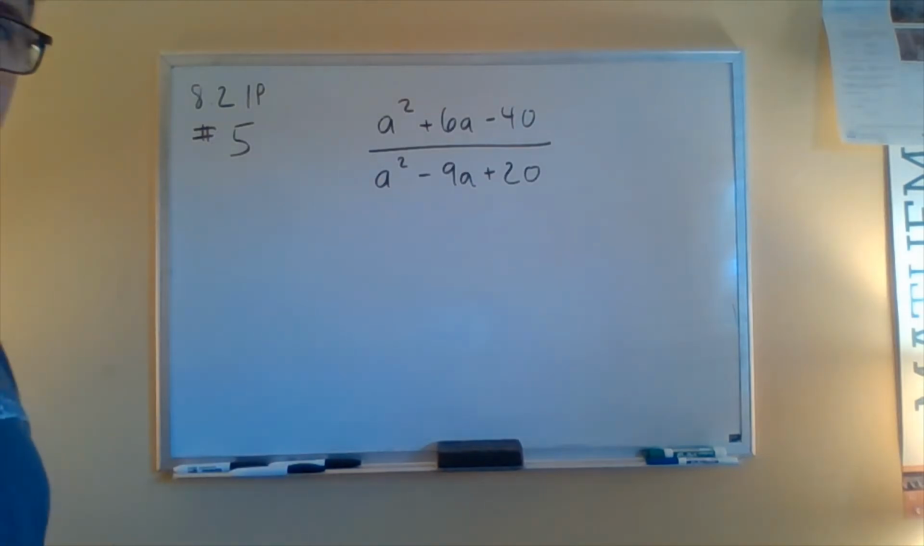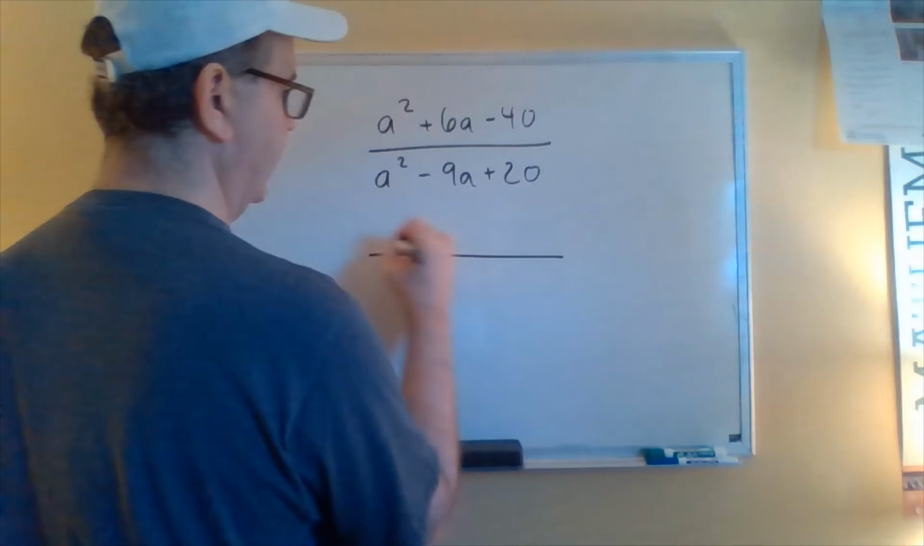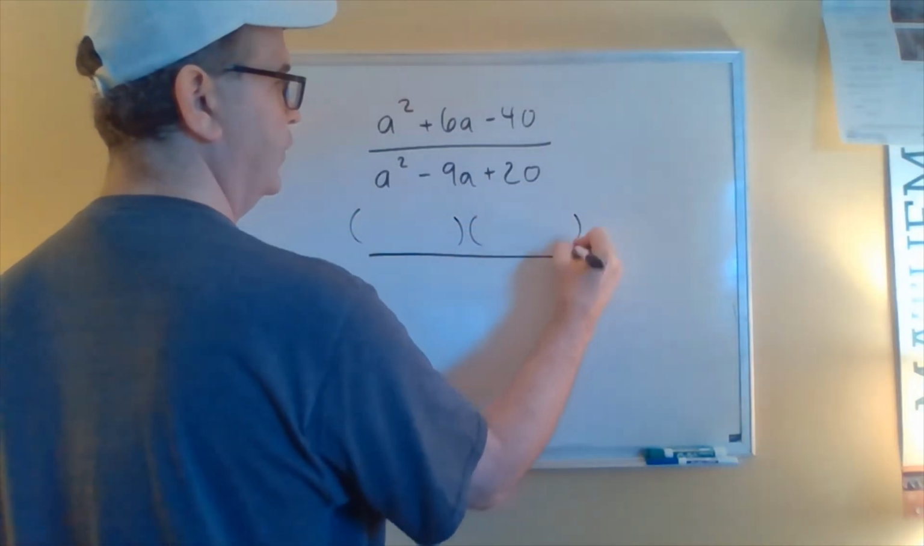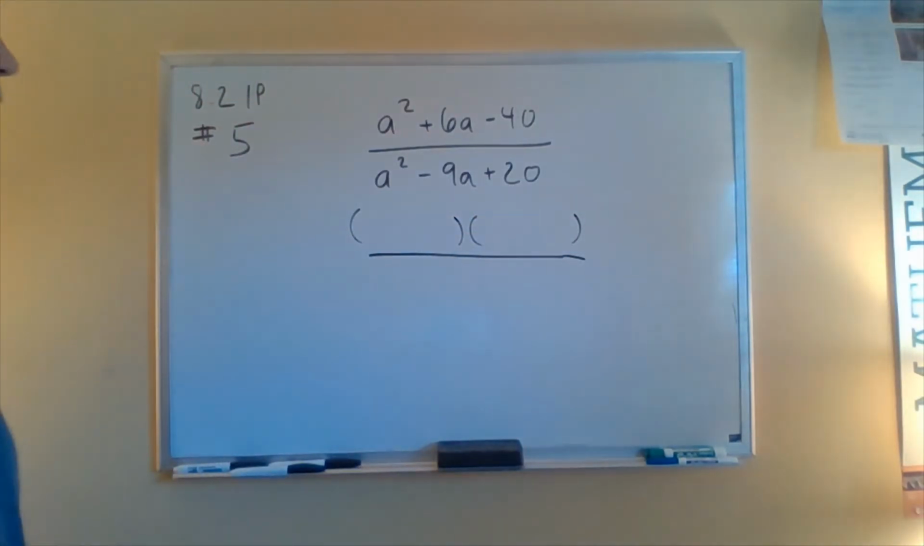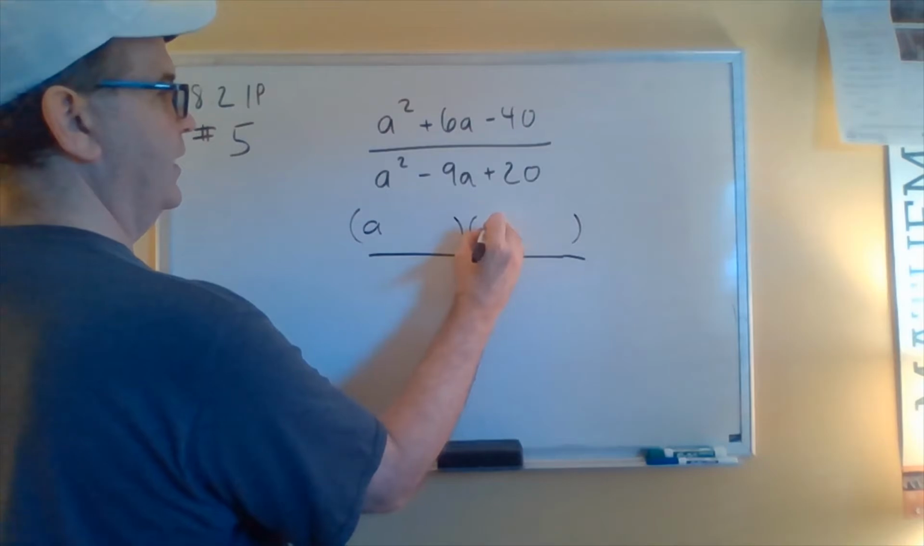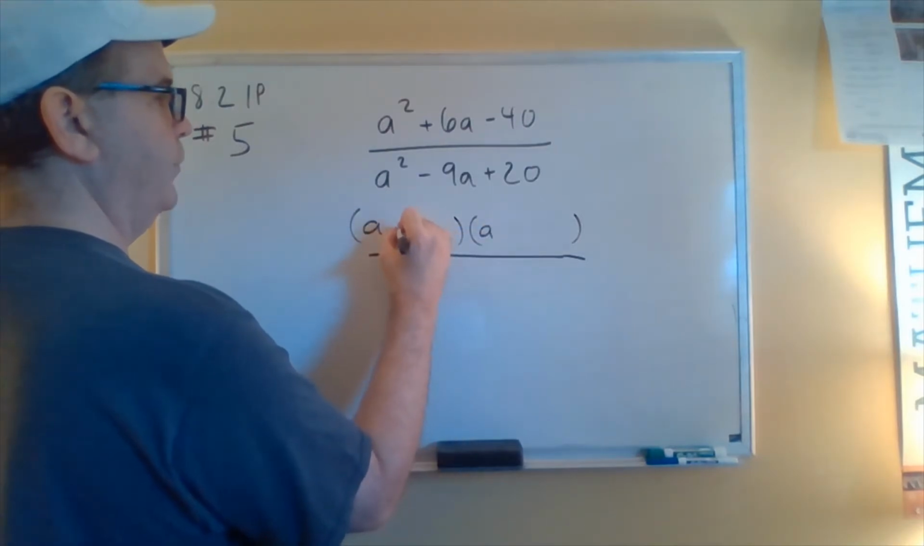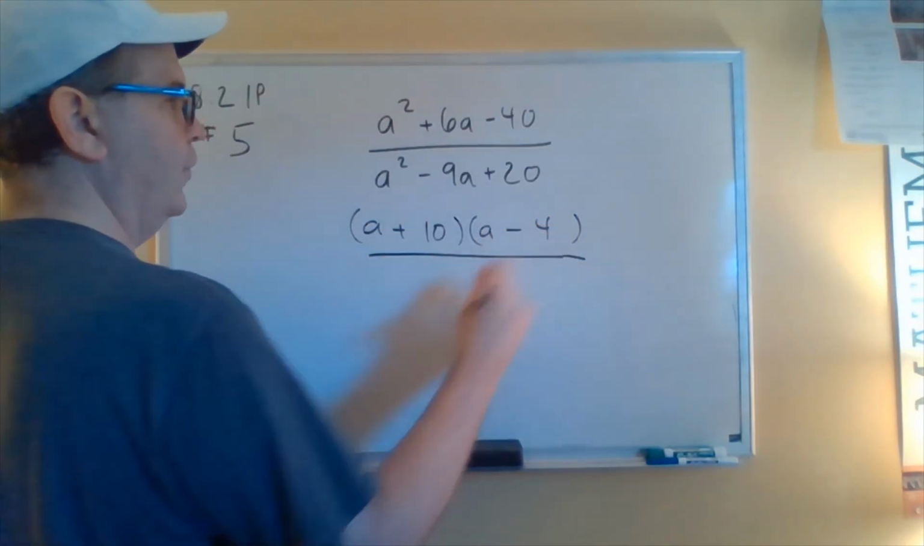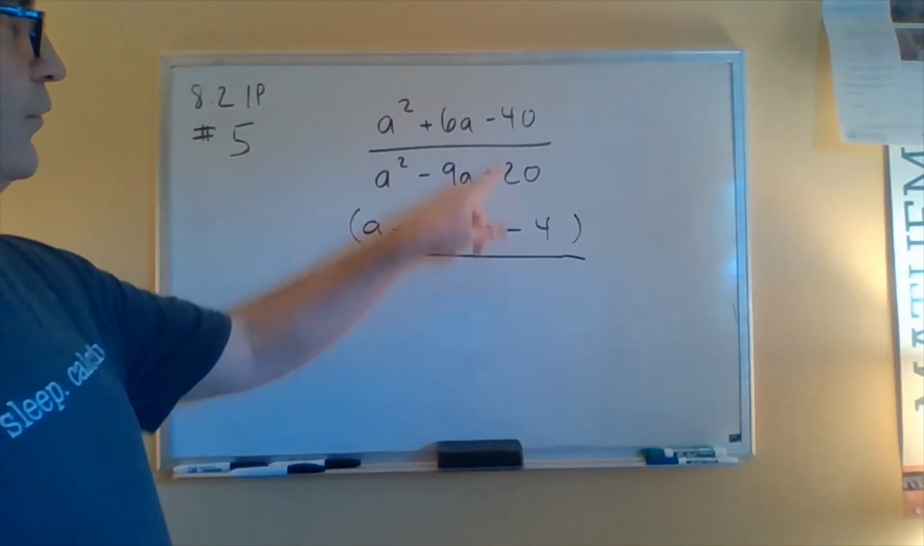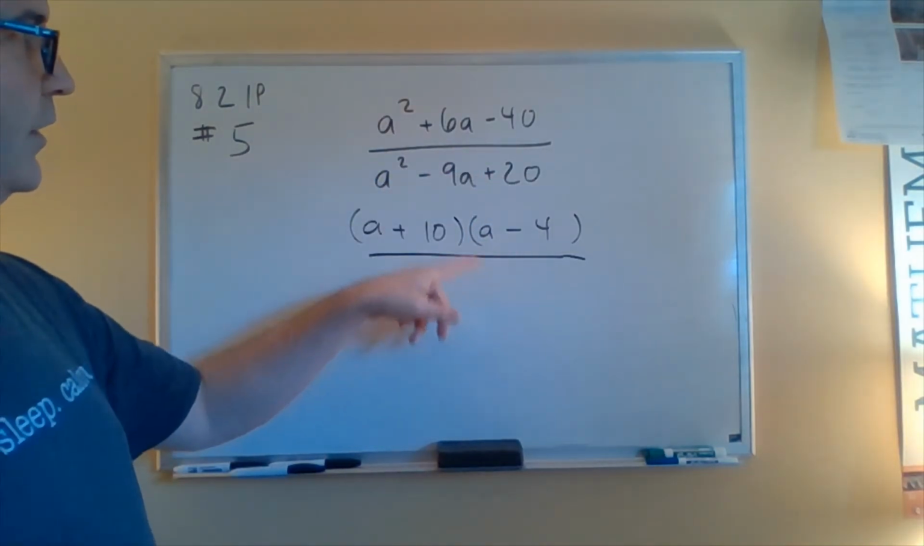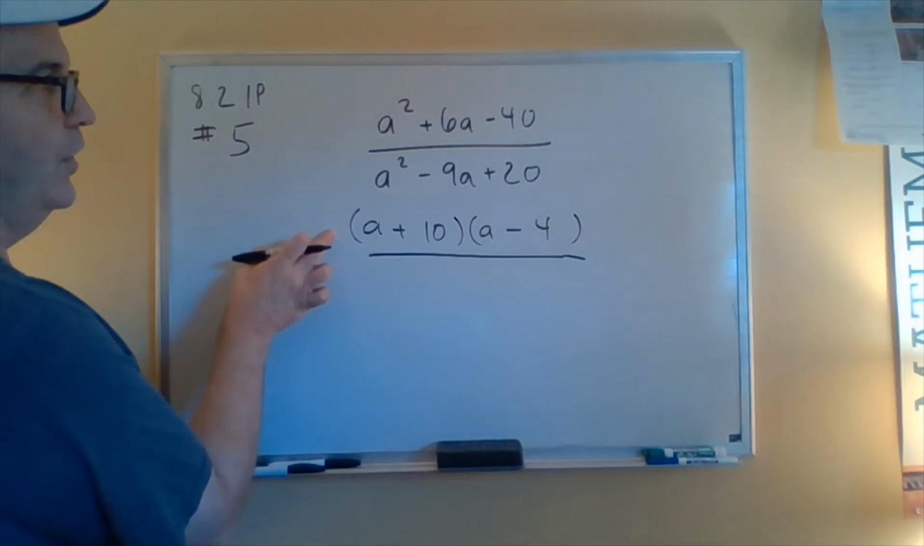Hopefully you've had enough practice at this point to where we don't have to draw the diamond out, but if we were to factor that numerator, what are two numbers that we multiply to get negative 40, and when we add together get to 6? Let's not forget our a's. I think I'm looking at positive 10 and negative 4. Okay, 10 times negative 4 is negative 40. 10 plus negative 4 is in fact 6. So our top is factored.